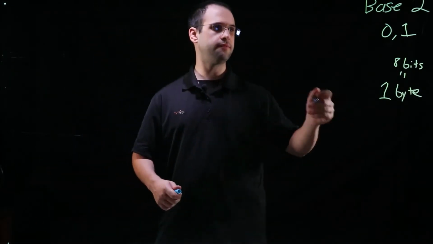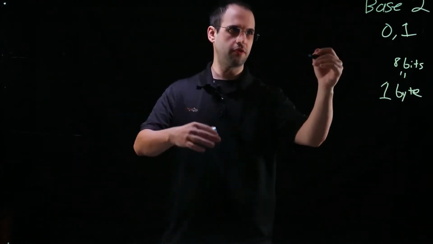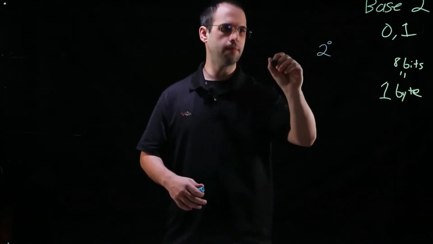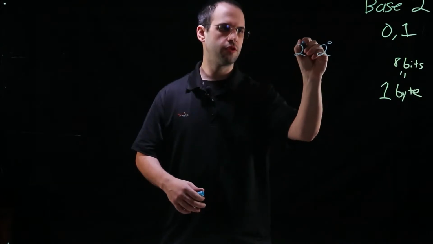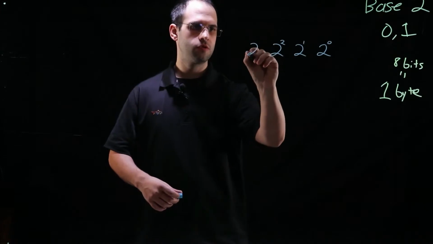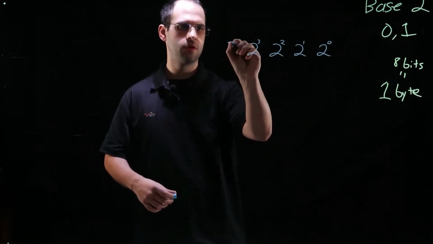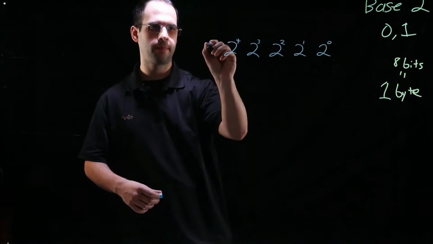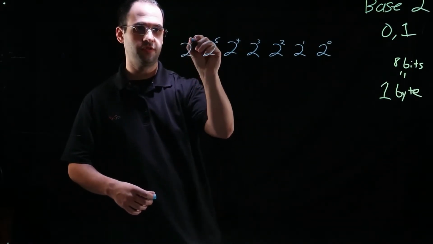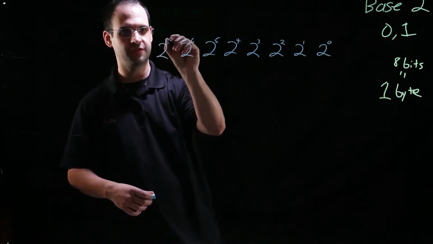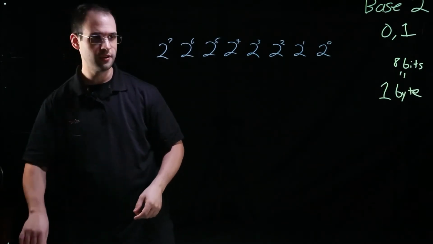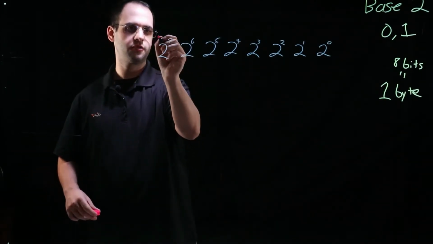Pick the same colors again. We're going to lower this down a little bit here, and this is, again, base 2 to the 0 power, 2 to the first, 2 to the second, 2 to the third, 2 to the fourth, 2 to the fifth, 2 to the sixth, and 2 to the seventh. Try to space that out nice and neat for you. And we're going to draw our chart here.